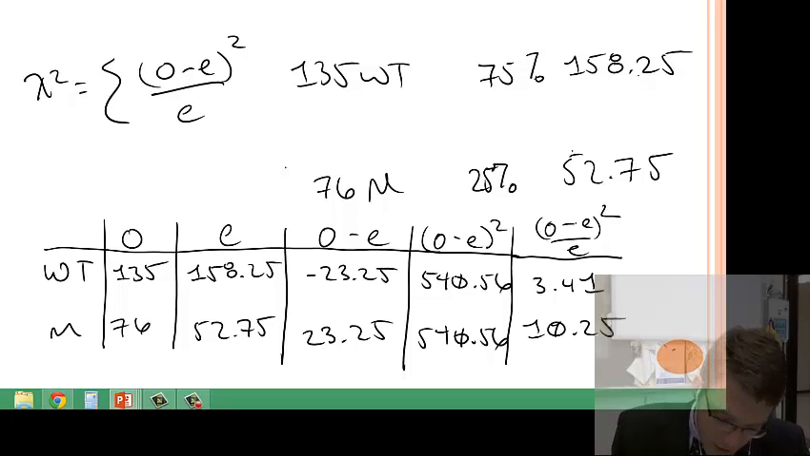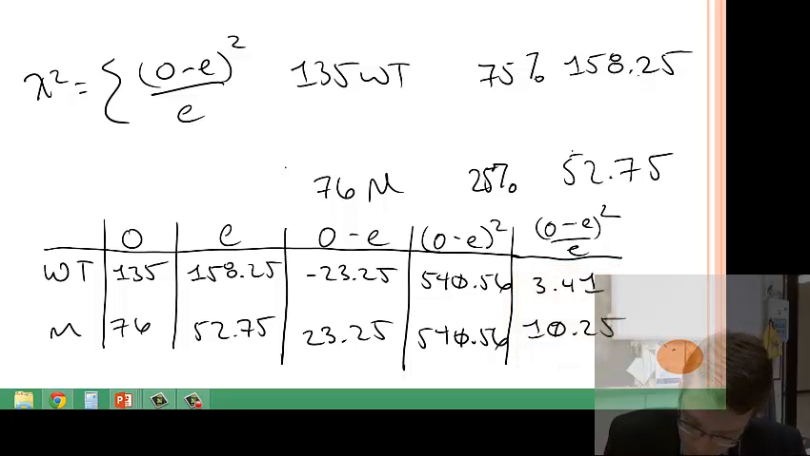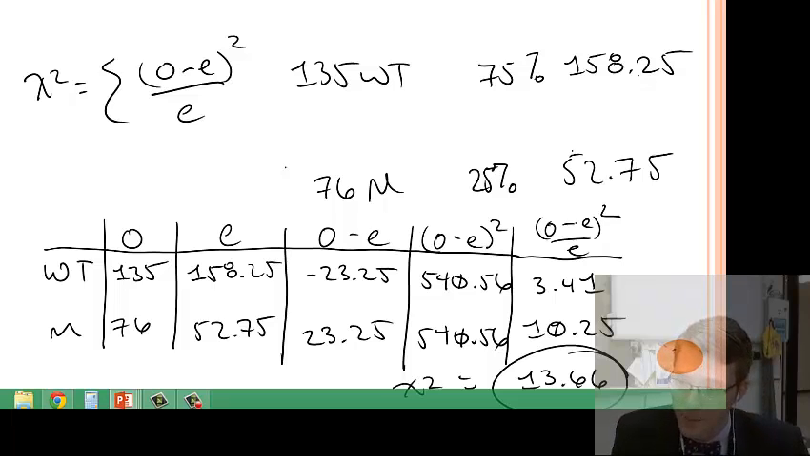Now, because chi-square is the summation of the observed minus expected squared divided by the expected, I'm going to take the values in this last column, add them together, and that's going to give me my chi-square statistic. And whenever I add those values together, I get 13.66. This is equal to my chi-square statistic, but we're not finished quite yet.